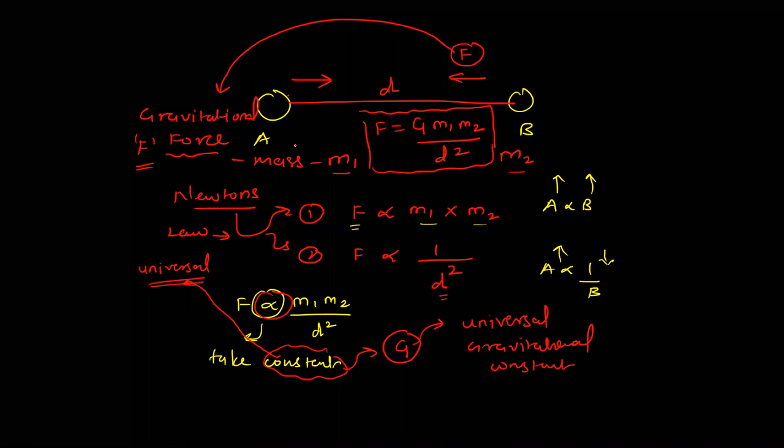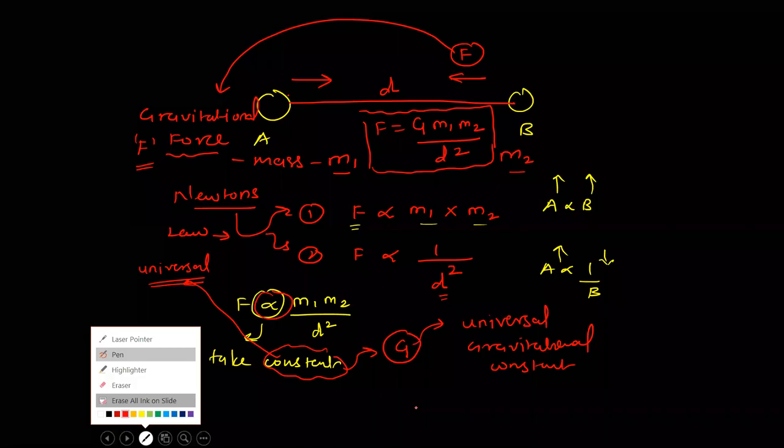Now, how to use this formula? I will explain. But before that, please let me know in the chat box, are you clear with whatever I have told you so far? Whether you have understood or not, just please put yes or no in the chat box. Please be quick. We got here the first formula for Newton's gravitational force: F equals G into M1 M2 divided by d square.